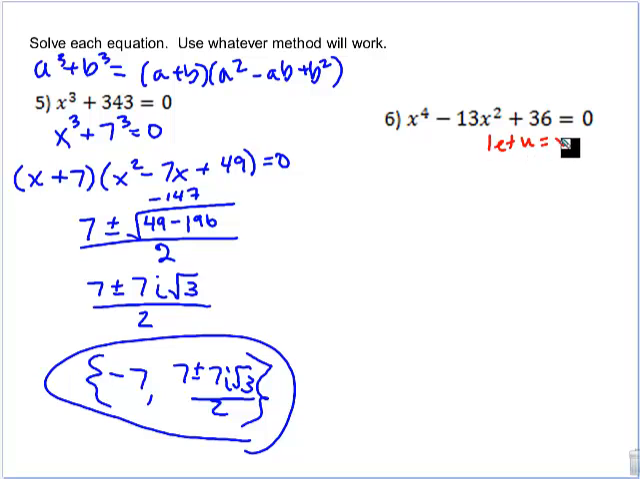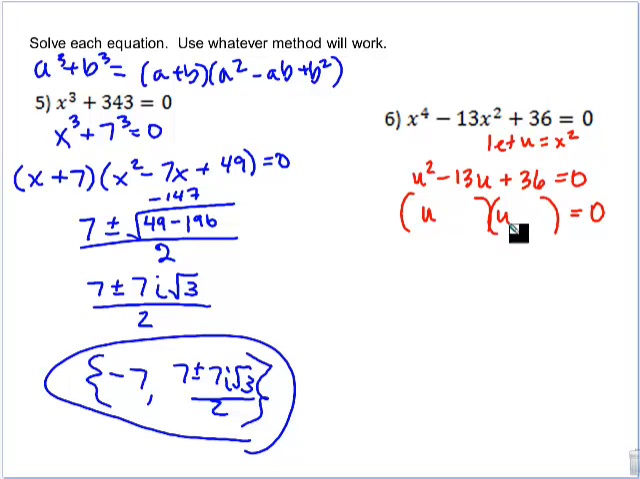Okay, so let u equal x squared. So if u is x squared, what do I have then? Yeah, u squared minus 13u plus 36 is equal to 0. Can we factor this one? Yeah, this factors. What does this factor to? u minus 9, u minus 4. So what do my two values for u here equal? Yeah, u equals positive 9 and u equals positive 4.